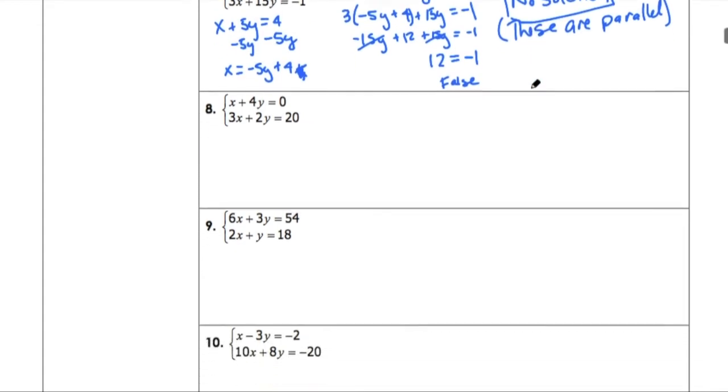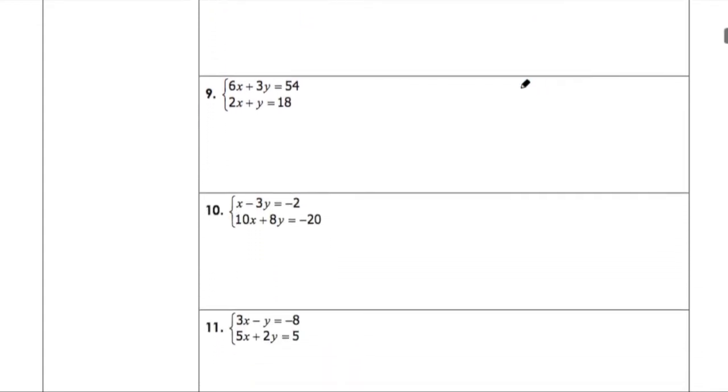Okay, let's check out example number 9 as our final example here. All right, so if we're looking at the 4 variables here to solve for, this positive y is going to be the easiest one to solve for. So 2x plus y equals 18. We'll subtract 2x from both sides. And we'll get y is equal to -2x plus 18.